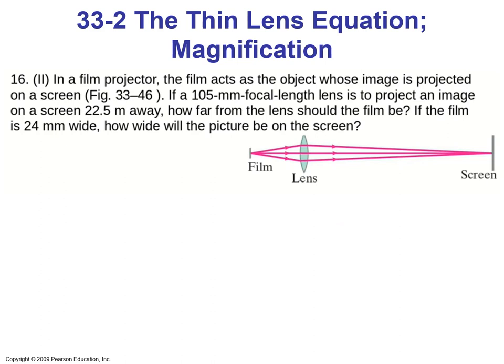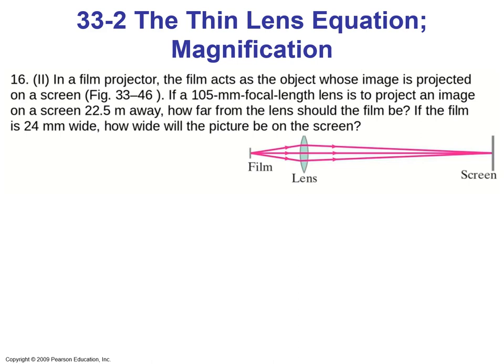Let's look at problem number 16 in the book as another example. In a film projector, the film acts as the object whose image is projected on a screen, as shown in the figure down here. If a 105 mm focal length lens is to project an image on a screen 22.5 meter away, how far from the lens should the film be? If the film is 24 mm wide, how wide will the picture be on the screen?